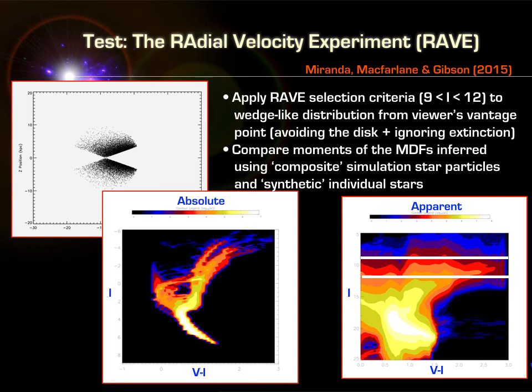When I take the composite star particles that you see in the top left panel and put them into an infrared versus visual minus infrared diagram, the bottom right panel, the white horizontal bars are what the observers would select. All of the stars that lie between 9 and 12 went into the radial velocity experiment, and those are the ones they generated metallicity distribution functions for, to measure skewness and kurtosis for just the stars that lie within that apparent brightness band.